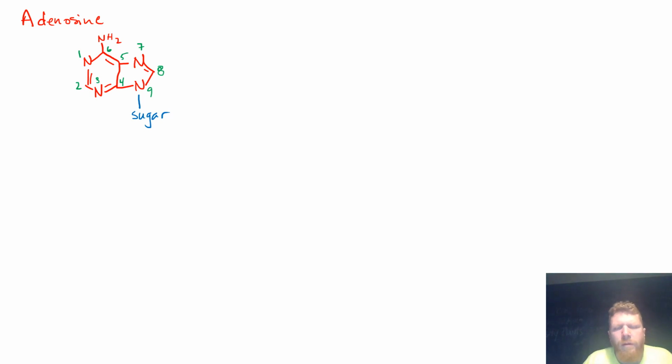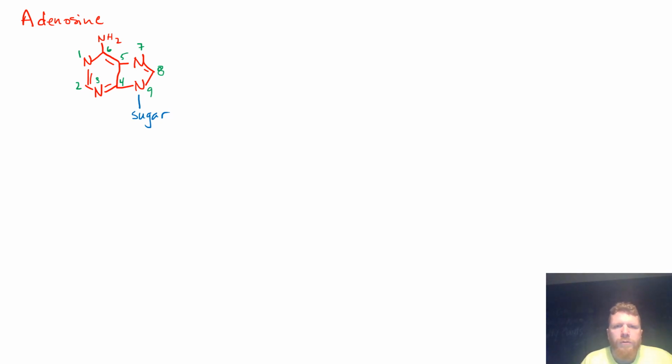Now what's very important to recognize about this is just numbering 1 through 9. There's no other qualifier or anything like that. You don't say 1A or anything like that when you're talking about numbering the atoms within a sugar. Or, sorry, within a nitrogenous base.